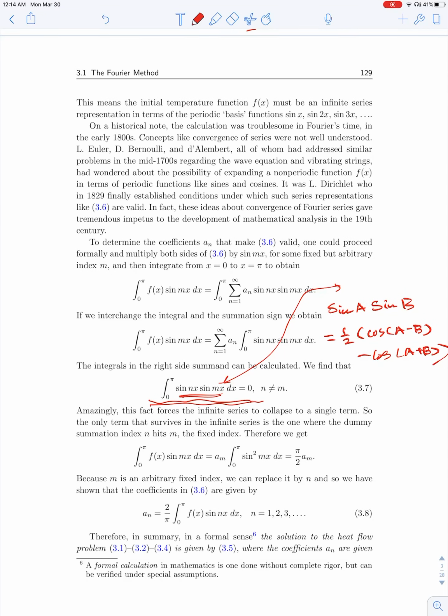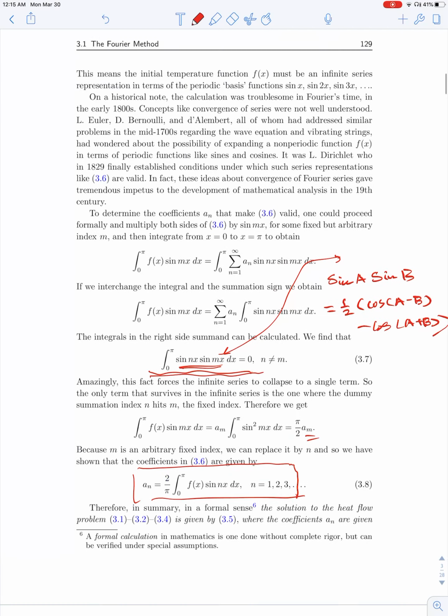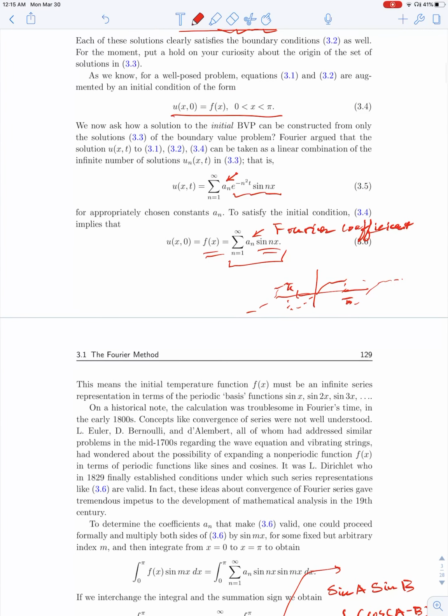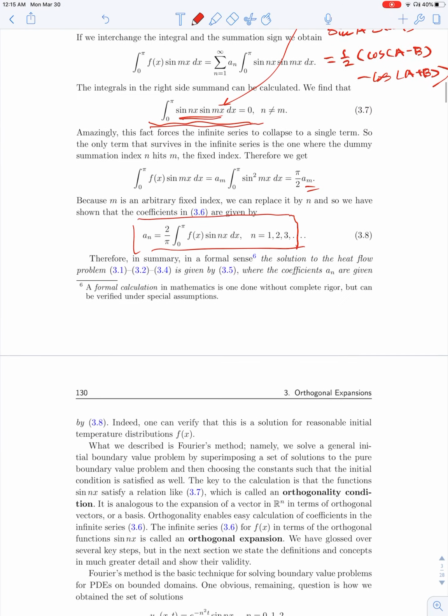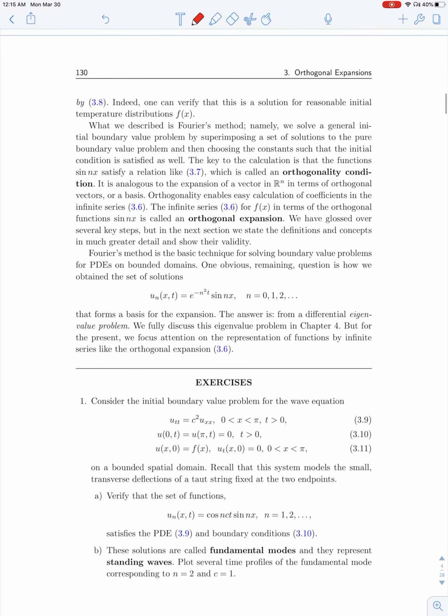Now, once you know this integral, then you can find out these coefficients are given by this formula. So in this way, you can express the solution not as a finite function, but as an infinite series. That is the key point of Fourier's method. And then we are going to come back to this later on. So I would like you to do this as a homework problem.